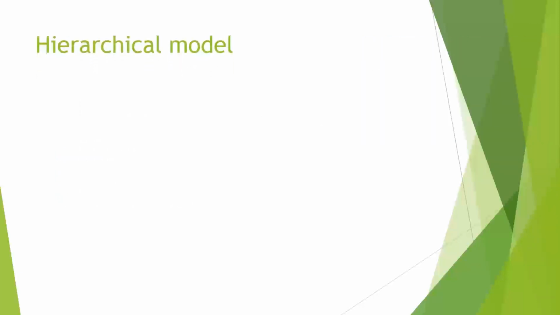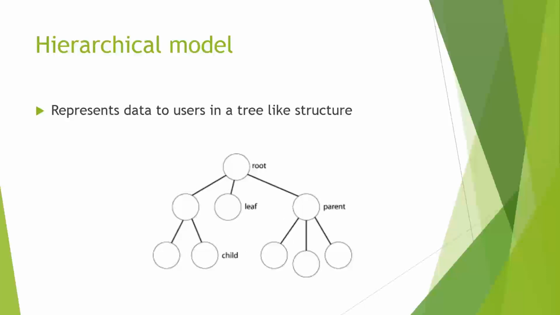Hierarchical model. The hierarchical data model represents data to users in a tree-like structure. Some important characteristics of this structure are: each parent can have many children. Each child can have only one parent. A tree is defined by a path that traces parents' segments to child segments, beginning from the left.